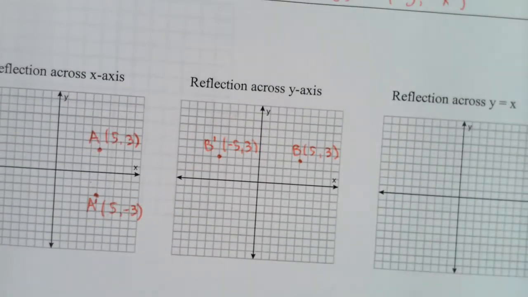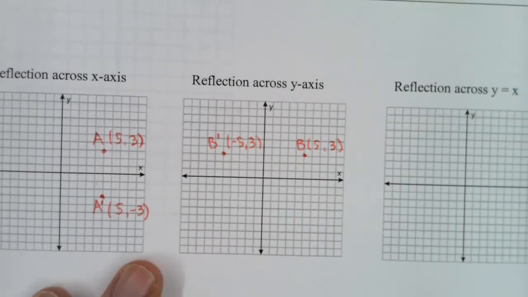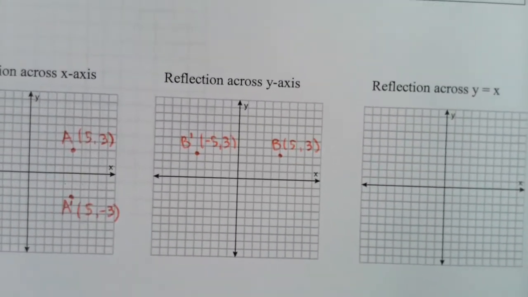And let's do one more. Let's do reflections across the line y equals x. Let me draw that line in right now in case you're not sure what that is.